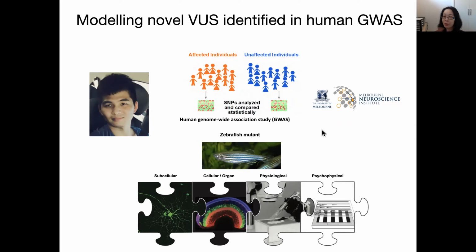This is the first step, or complementary to the disease modeling we would then expect to be done in animals that are more conserved with humans. So we're using the zebrafish, and the first step was that we really wanted this to go cross-disciplinary.